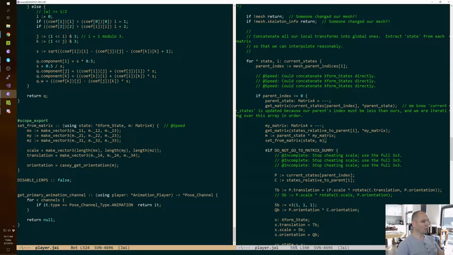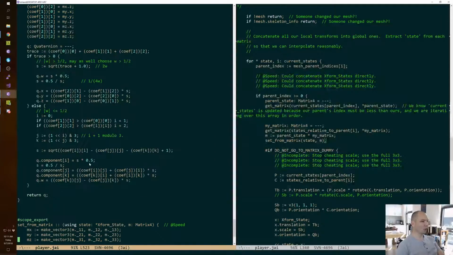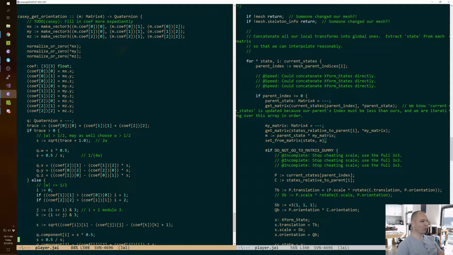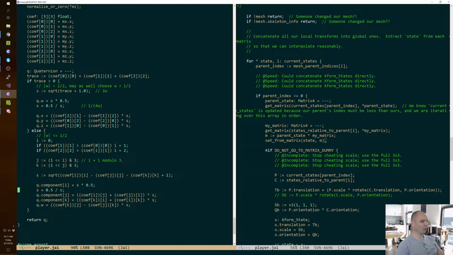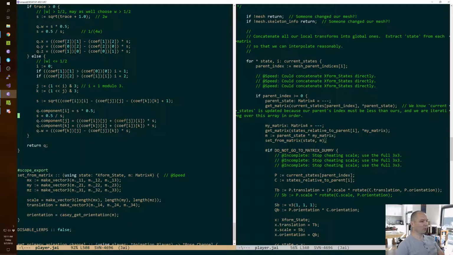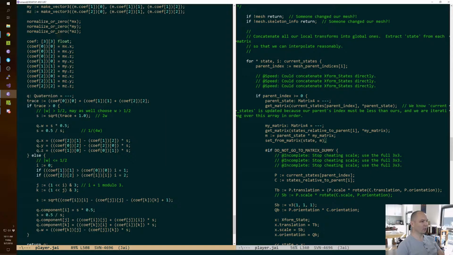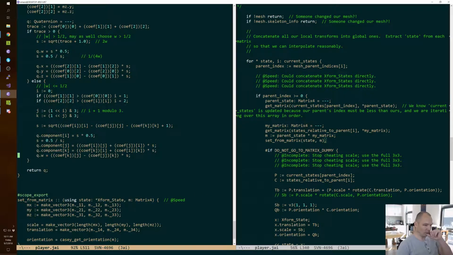We call this get orientation routine to turn, well, first of all, we're cheaping out and saying that the scale is only a vector 3, which we're probably going to change in a minute. But then we do this get orientation, which is all this stuff, right? To get a quaternion out of a matrix. And it's like, why are we doing all that math? It seems like a lot. On top of the 4x4 matrix multiply and then all this stuff.